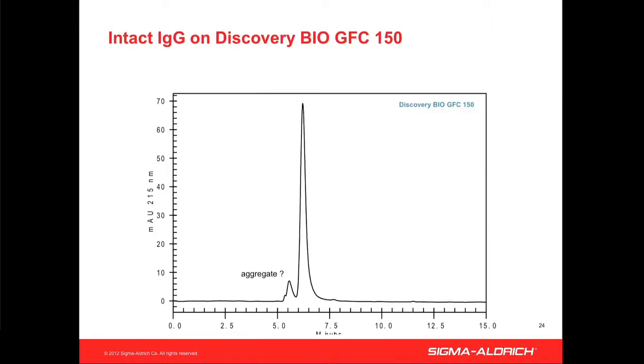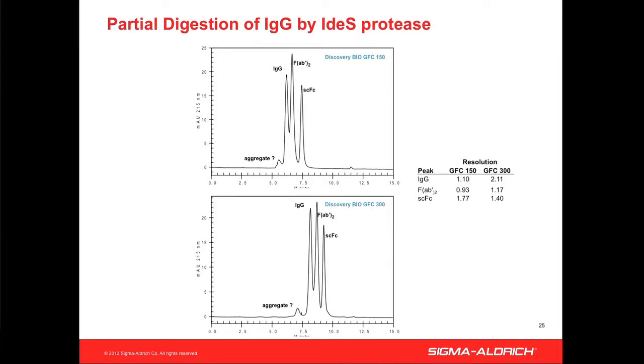So what you see here on this 150 angstrom pore size is the intact IgG. You can see a little bit of the aggregate here. If you do a partial digestion, you can see on these two different, the 150 angstrom particle and the 300 angstrom particle, there are some differences in retention and resolution of this aggregate from these various fragments. Certainly this larger pore particle is better at resolving these higher molecular weights, and the smaller pore is slightly better at resolving these other fragments.